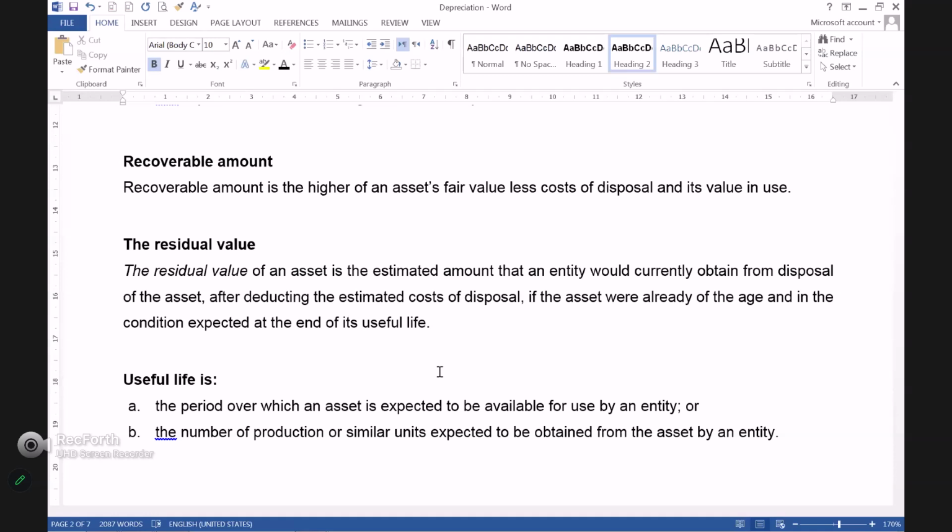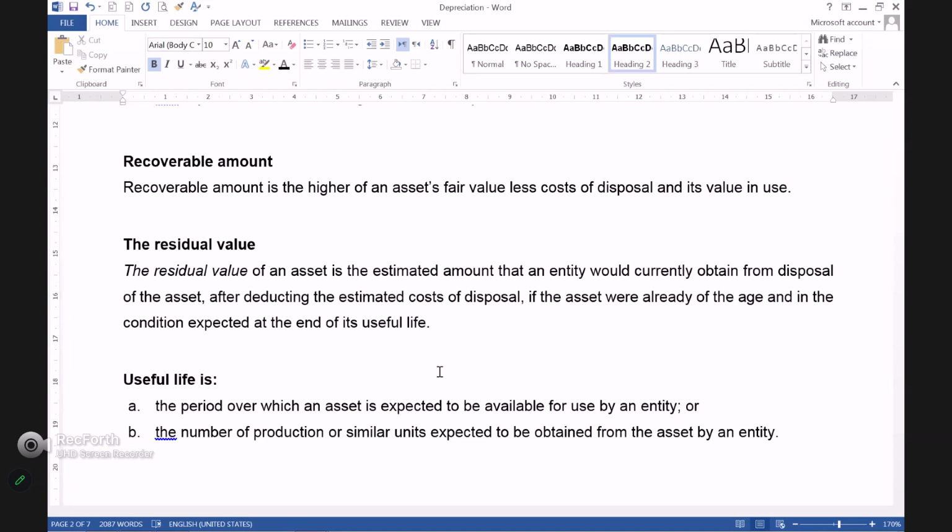Okay. So if the asset were already at the age and in the condition expected at the end of its useful life. So when the useful life ended, for example, a particular machinery's useful life is 10 years. At the end of the 10 years, the useful life is over. So at the end of the 10 years, that amount should be calculated. When you are disposing of that particular asset in the market, you have some expenses. So how much you receive from that disposal, you have to deduct those expenses. So the net amount is called the residual value.